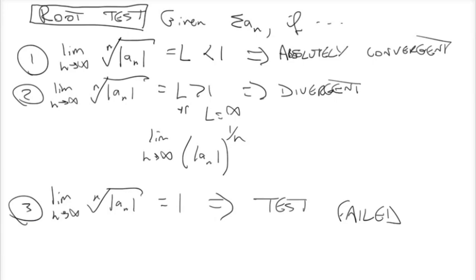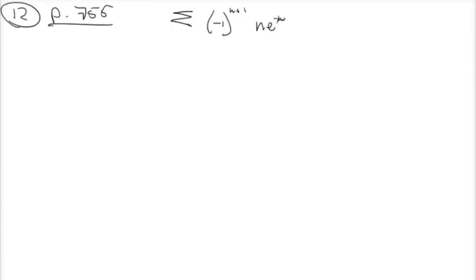So let's try a couple of those and deal with a couple of alternating series as well, with some practice problems. Let's start off with number 12 on page 755 in your book. We get the series: it's an alternating series, negative 1 to the n plus 1 power. That makes it alternating. Each term is going to be either positive or negative, and they'll alternate like that. And then the series is n times e to the negative n. We're asked to figure out whether this alternating series is convergent or divergent.